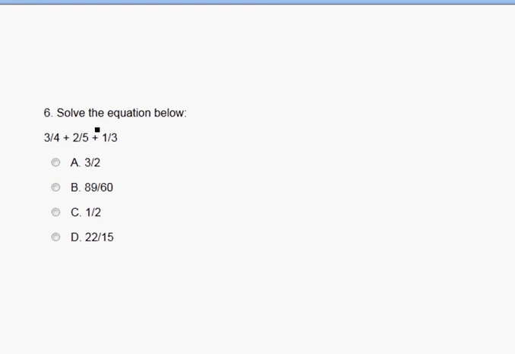Okay, the question reads to solve the equation below where we're adding these three fractions. I don't, again, love that they're saying solve the equation since this is not technically an equation, since there's no equal sign. This to me is an expression. But regardless, it's clear we're supposed to add the fractions 3/4 plus 2/5 plus 1/3.